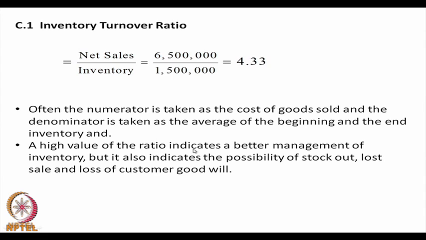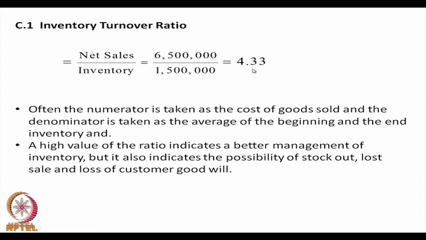A high value of this ratio indicates a better management of inventory. So, if you are selling this amount, but you are having an inventory of, let us say, 3 million, it means that you are holding much more inventory to be able to sell this much of amount. If instead you are holding only 500,000, then this value is close to 12 or 13, it means that your inventory management is much better, because inventory is always an idle stock. So, less it is, the better it is.